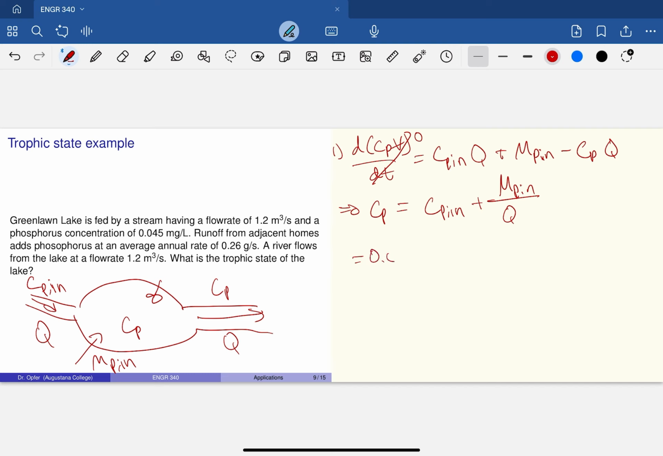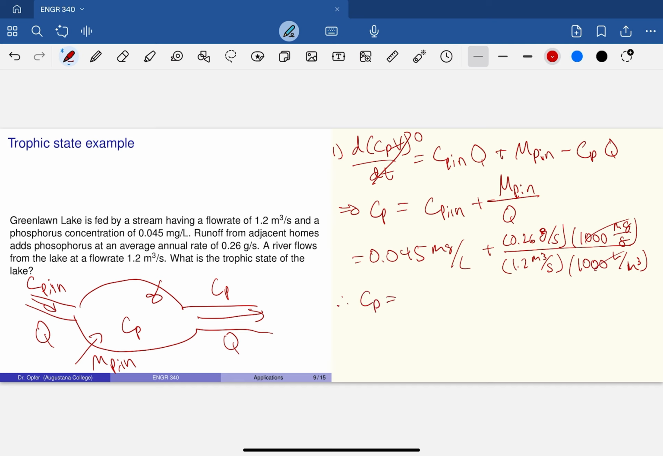So this is 0.045 milligrams per liter plus 0.26 grams per second. Let's turn these grams into milligrams to stay consistent, that'll be 1,000 milligrams per gram. Then we have 1.2 meters cubed per second, and let's turn this meters cubed into liters to stay consistent. We have 1,000 liters per meter cubed, so these conversion factors actually cancel in this case.